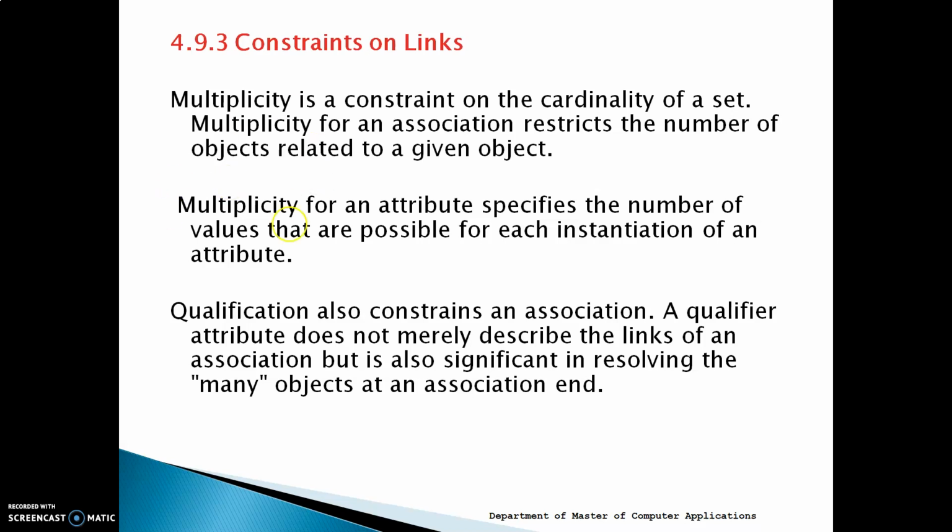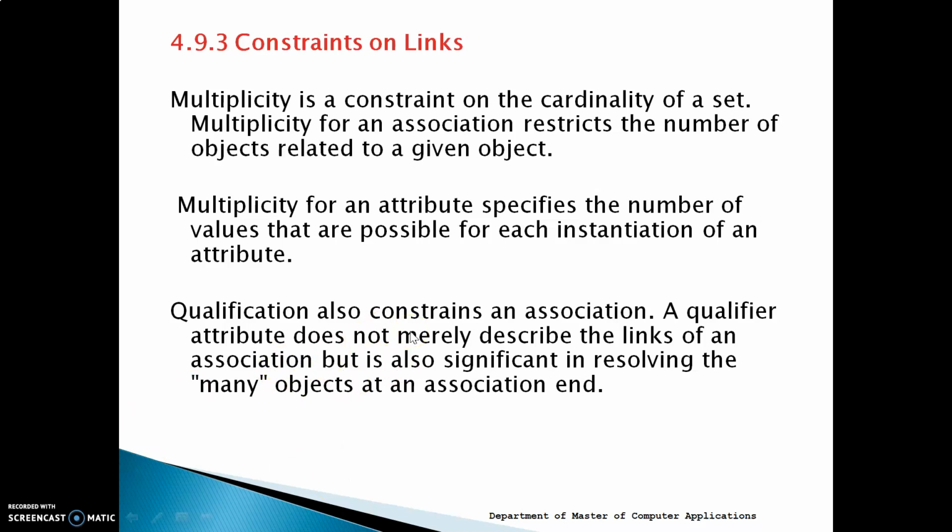Multiplicity for an association restricts the number of objects related to a given object. For an attribute, it specifies the number of values that are possible for each instantiation of an attribute. Qualification also constrains an association. A qualifier attribute does not merely describe the links of an association, but is also significant in resolving the many objects at the association end. So qualification also is one kind of constraint because it reduces your many multiplicity, n to 1. You have seen how it reduces it to 1.